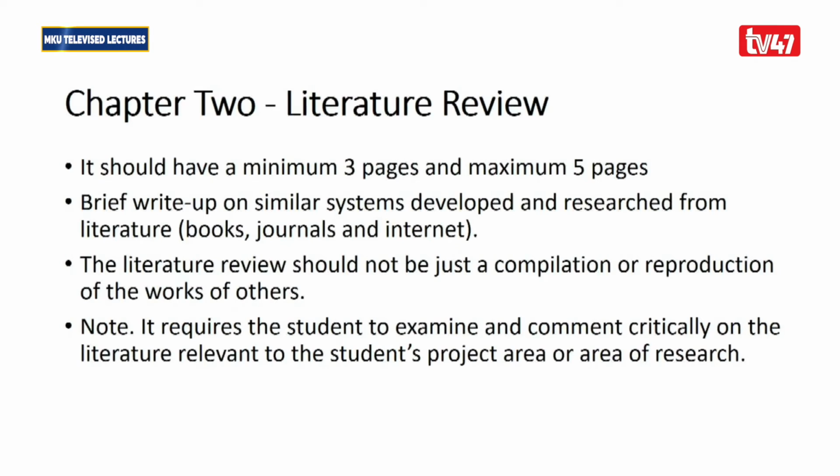When you are looking at the 3 main things that your proposal should have, we said it should have a rationale, and then the next thing is it should look at literature that is already available about what you're doing. So your literature review should span at least 3 pages, up to 5. This is a brief write-up on similar systems developed and research that has been done, maybe in books, journals, the internet, or even magazines, whatever has been published about what you are doing or something related to what you are doing.